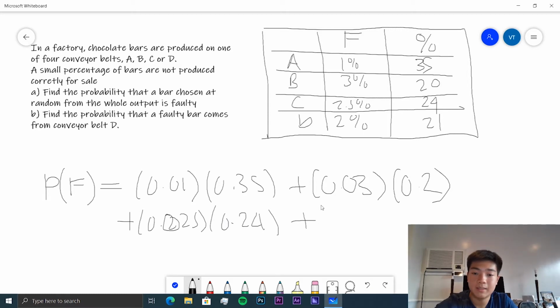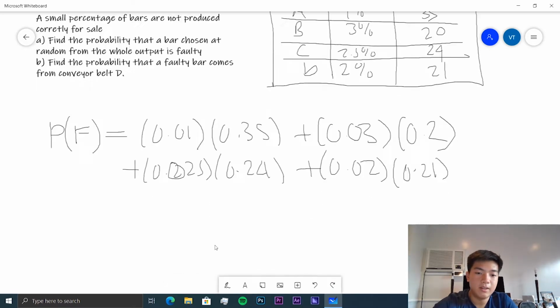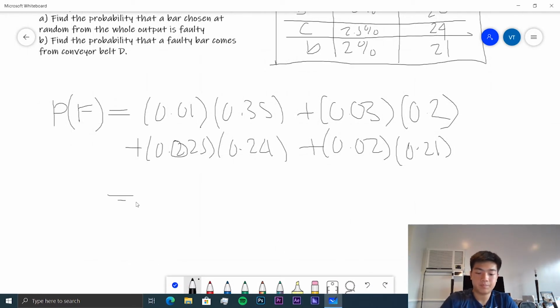plus 0.02 times 0.21. So in all, that's equal to 0.01 times 0.35 plus 0.03 times 0.2 plus 0.025 times 0.24 plus 0.02 times 0.21. So I got the probability is 0.0197.